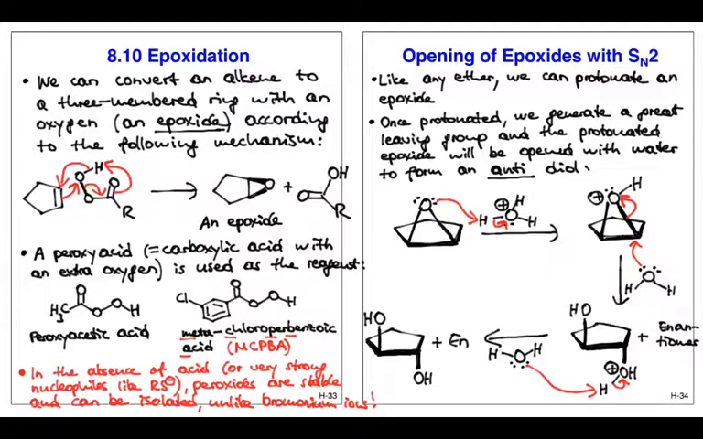If you open up the epoxide in another way, if instead of the water attacking the right carbon, you attack the left carbon with the water, follow through the same mechanism. That's how you get the enantiomeric product in this case. All right.